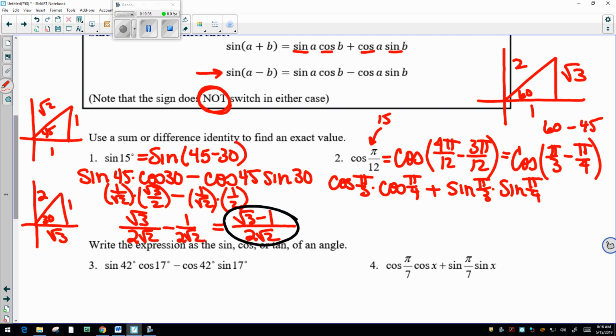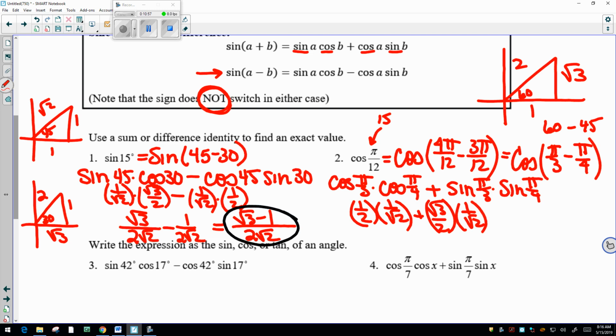Okay, so cosine of pi over 3, that's going to get us 1/2. Cosine of pi over 4 is 1 over radical 2. And then sine of pi over 3, that is going to get us square root of 3 over 2. And sine of pi over 4 is 1 over radical 2.